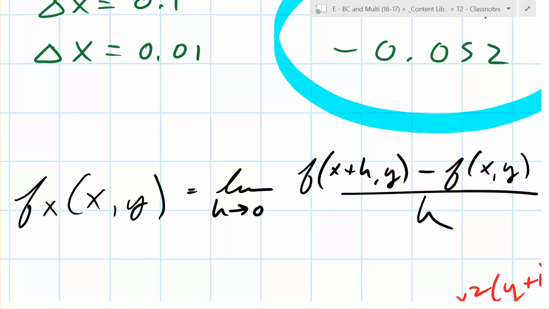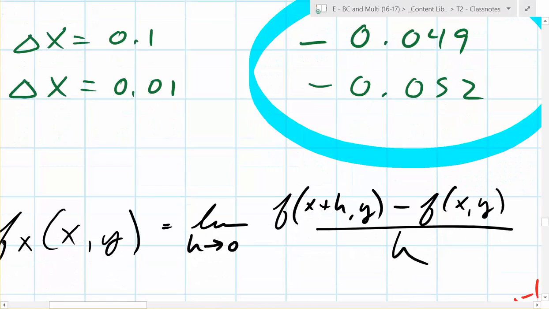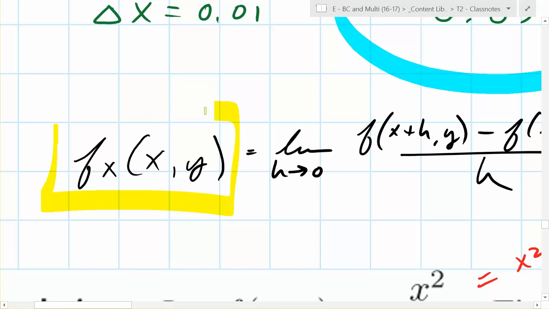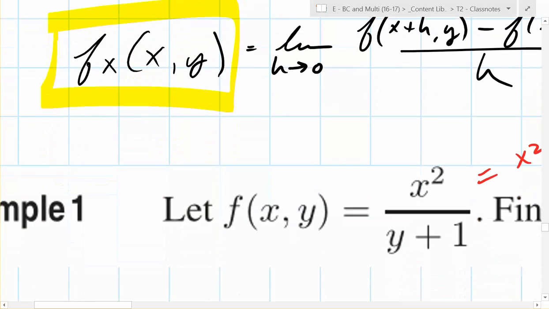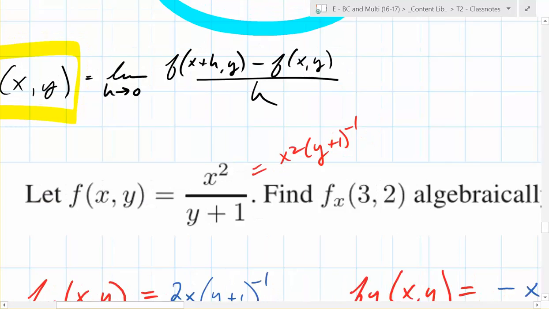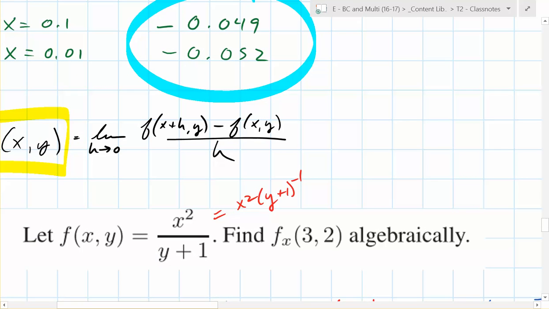Okay, let's look at this logically, though. Can someone just say again what this means right here? What's changing and what's staying the same? X changes, but y stays what? Constant. The same. X changes, but y stays the same. So on this one right here, what's different about this question? It says find it what? Algebraically. It says find it algebraically, meaning we're not picking a delta x.